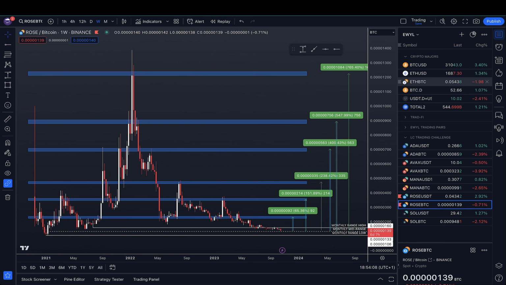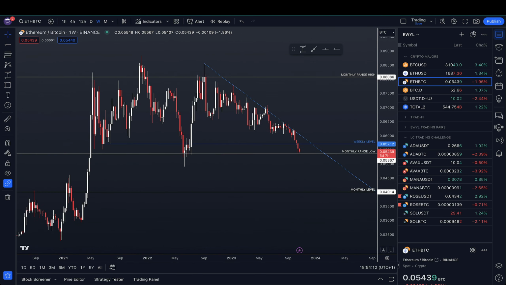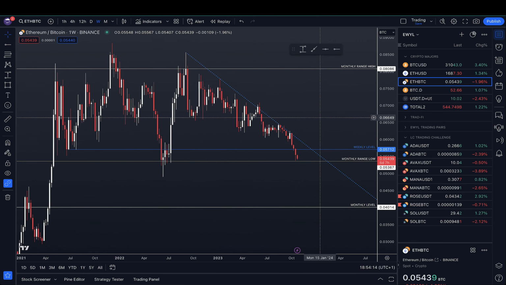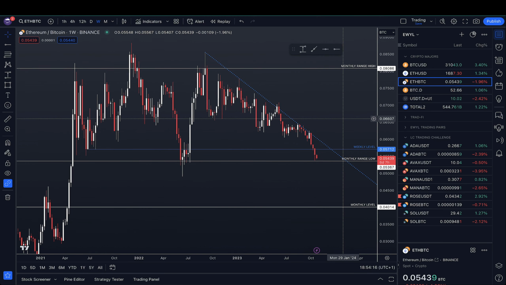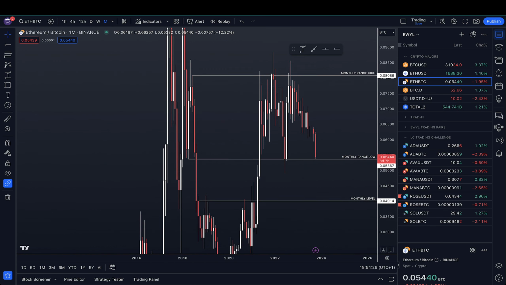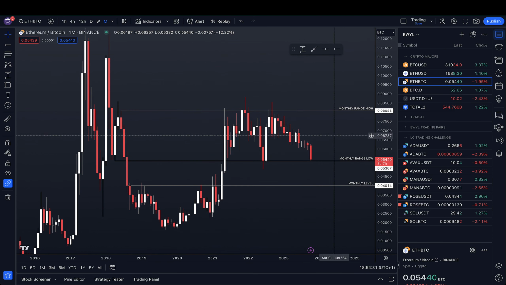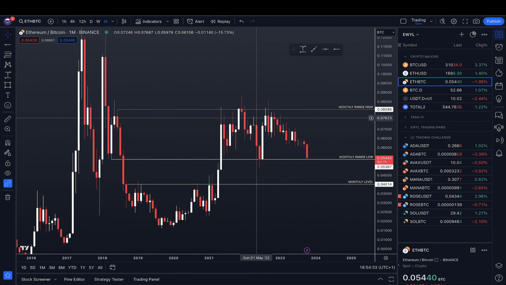Let's quickly go through the relationship between alt BTC, ETH BTC, and Bitcoin dominance. So ETH BTC is used as a good signal or barometer for the strength of altcoins versus BTC. As you can see, ETH BTC has been in a downtrend all year. We're currently at these monthly range lows at 0.05367. And so as you can imagine, alts have had a terrible year, and this is a clear indicator as to why.